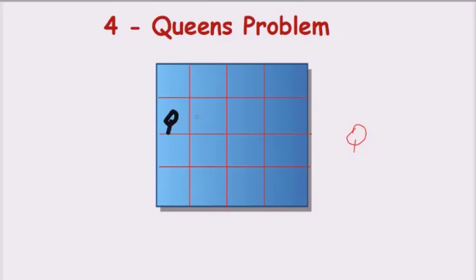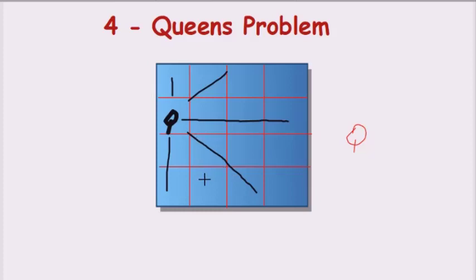Now what are the attacking positions of this queen? As we know, in the game of chess, the queen can attack anyone in its own row, in the column, as well as in the diagonal. So no other queen can occupy these particular places.